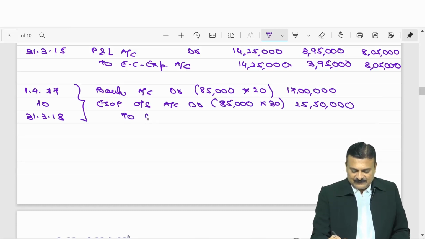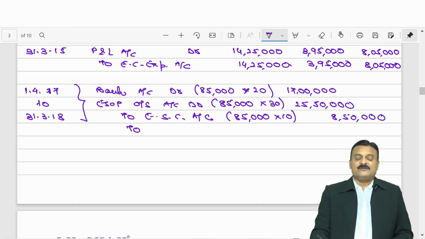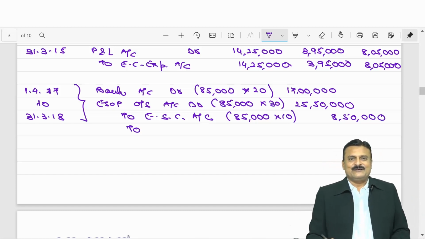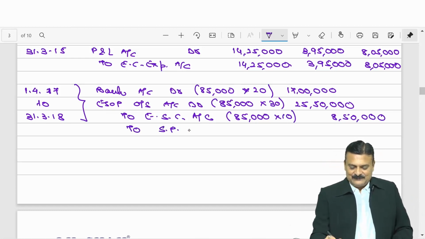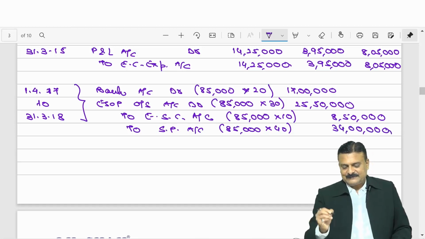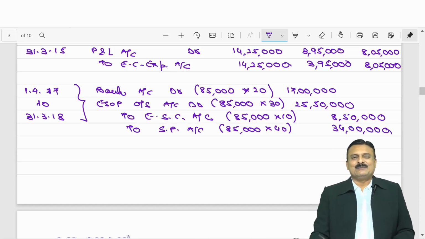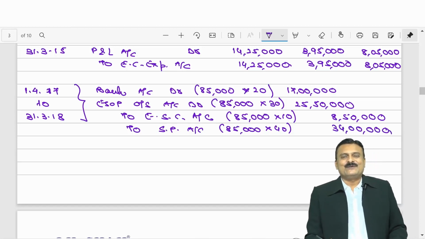To, our company is issuing shares. So to equity share capital account, always with the face value. 85,000 into 10, 8 lakh 50,000. And to, it is issued at 50, face value 10. So 40 rupees is premium. So to securities premium account, 85,000 into 40, 34 lakhs. Of course, you should write narrations also in exams. Like here, narration will be being entry passed for 85,000 vested options exercise.